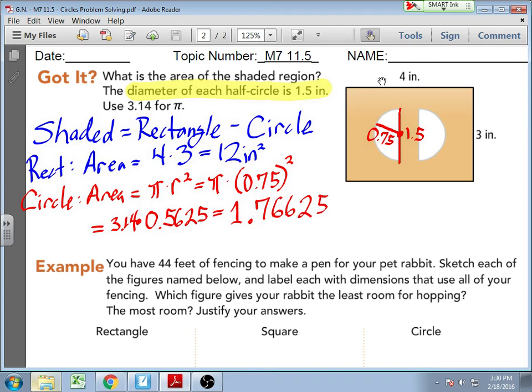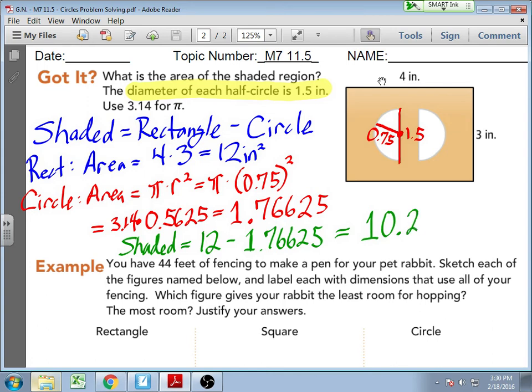1.76625. So now I take the difference between them. So shaded will equal the 12 minus the 1.76625. And that gives me, I believe, 10.23375.